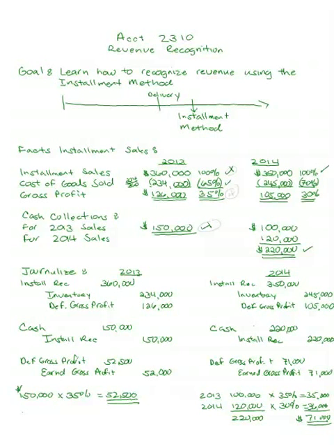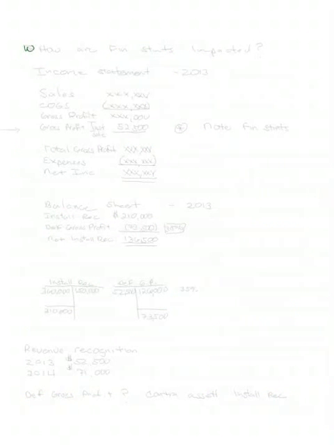Ink, paper everywhere. Hold on. So, the question is then, how, not W, can't spell, huh? How are the financial statements impacted by this installment method of accounting? Let's look first at the income statement and see how that would look.